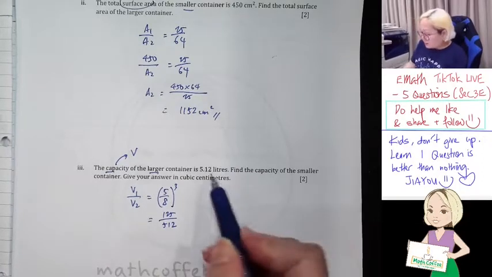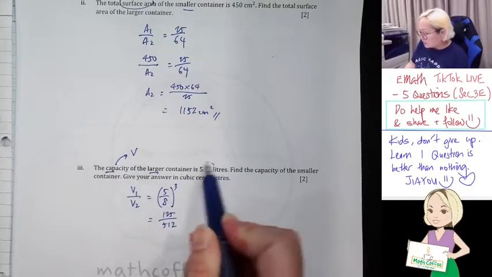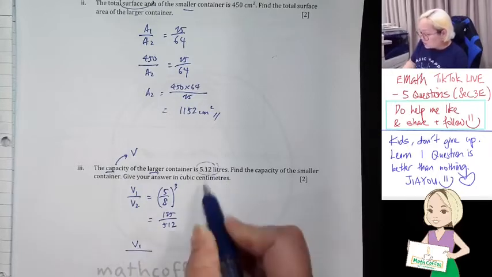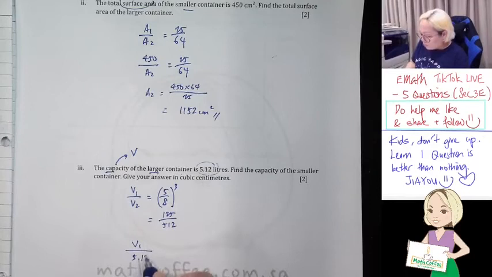Then after that, see, this is the larger container. So I will put V1 as my unknown. The small one is unknown. The big one is 5.12 equals to this ratio, 125 over 512.